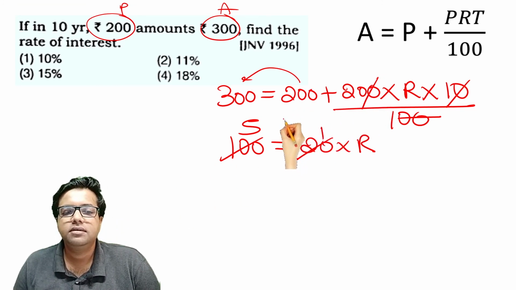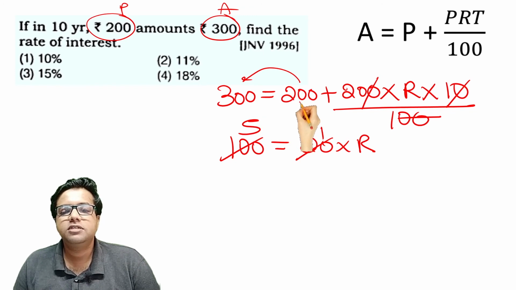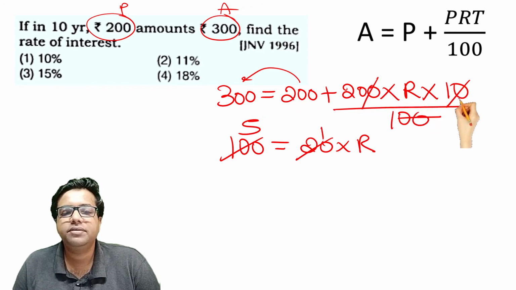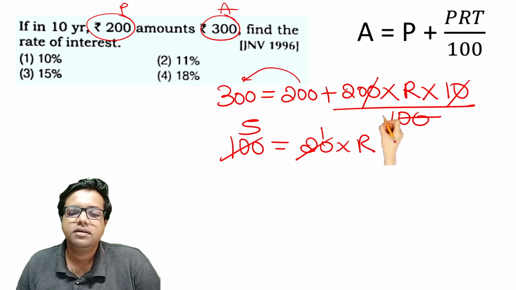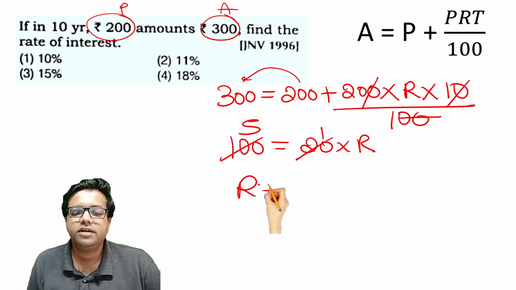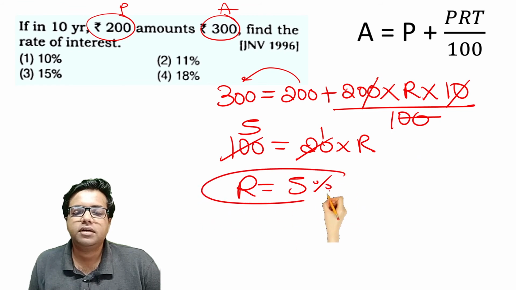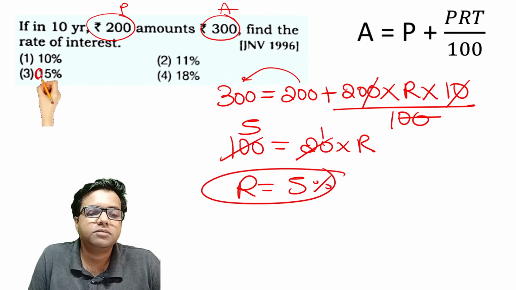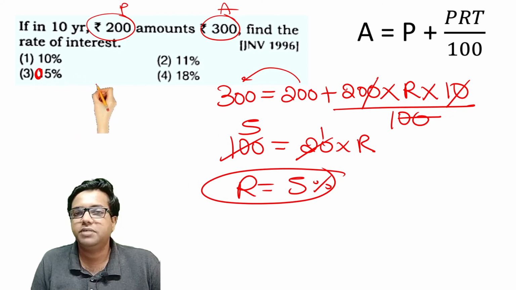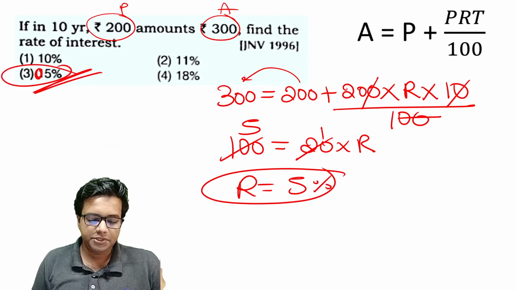No, right? Amount, principal into rate into time, which is 10 years, divided by 100, the 2 zeros go away. Yes, we have done it correctly. The rate of interest is 5%, but in none of the options 5% is given. Maybe the third option must have been 5%, which is printed wrongly here. So option 3 is the right answer.